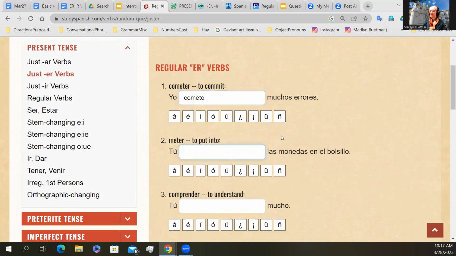Meter means to put something inside of something else, like putting something in your pocket or in your purse or in a bag that you have. So meter is a regular verb. If you want to say you're putting monedas, coins, little metal pieces of monetary things, yeah? Coins. Tú, ¿cómo se dice? You're putting coins in your pocket. Bolsillo is a pocket. Metes. Tú metes las monedas en el bolsillo. Bien. You understand a lot. It's a tú verb again.